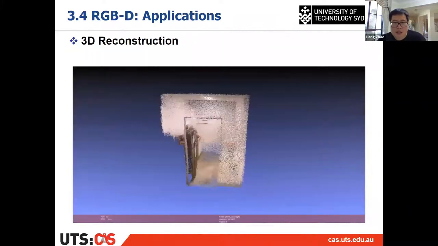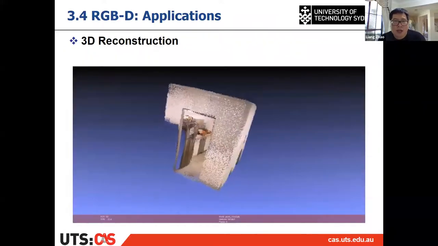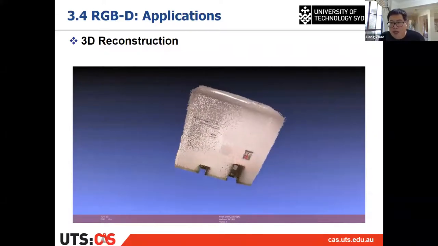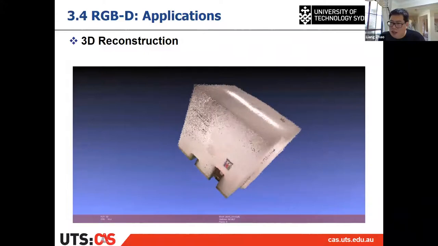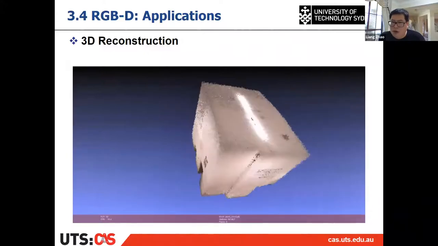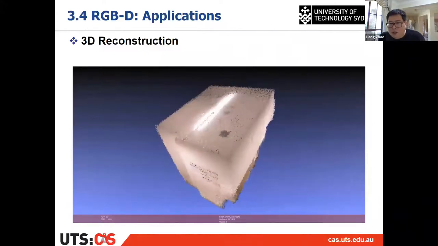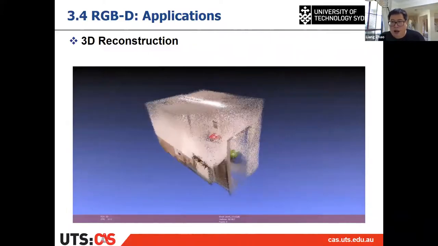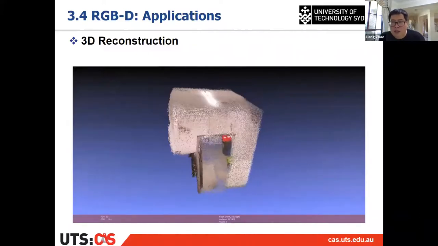Then another one is the 3D reconstruction. This is done by one of my PhD students. I think you've seen that before. I can't really remember. I think you've seen it before. So this is the reconstruction of the kitchen on level 9, building 11, just next to our CAS area.